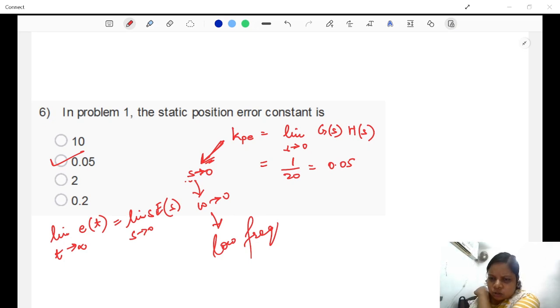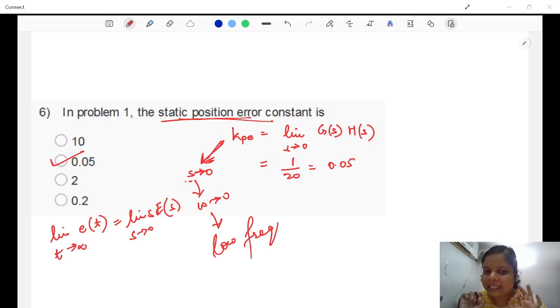In the questions, problem 1 is only for reference to the transfer function. It is not for reference to the frequency. For position error, the steady state error is always found when s tends to 0, never when s tends to infinity, never when omega tends to infinity. It is always at s tends to 0 and t tends to infinity. So in all the questions, wherever they are referring, it is just for the transfer function and nowhere is it for any frequency.